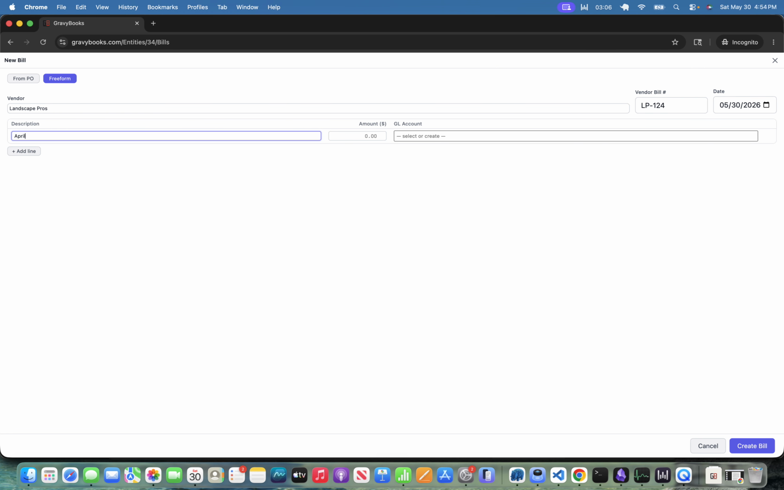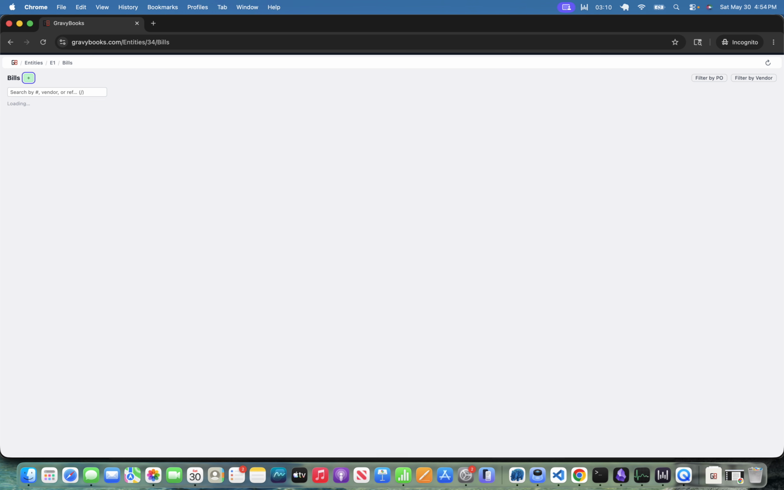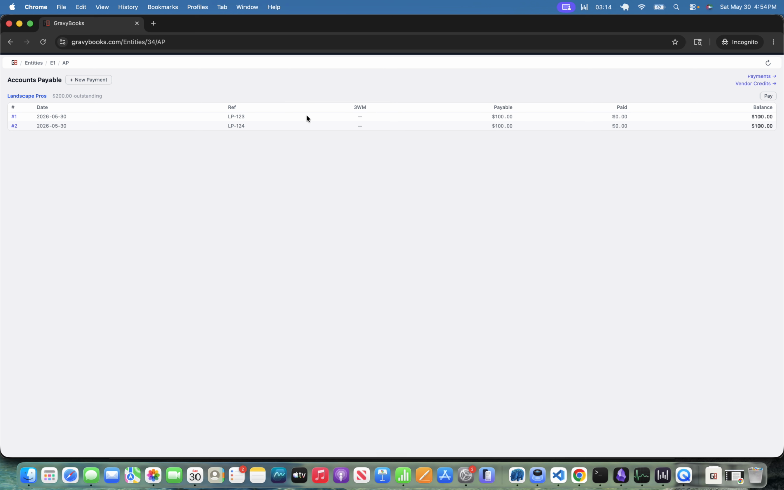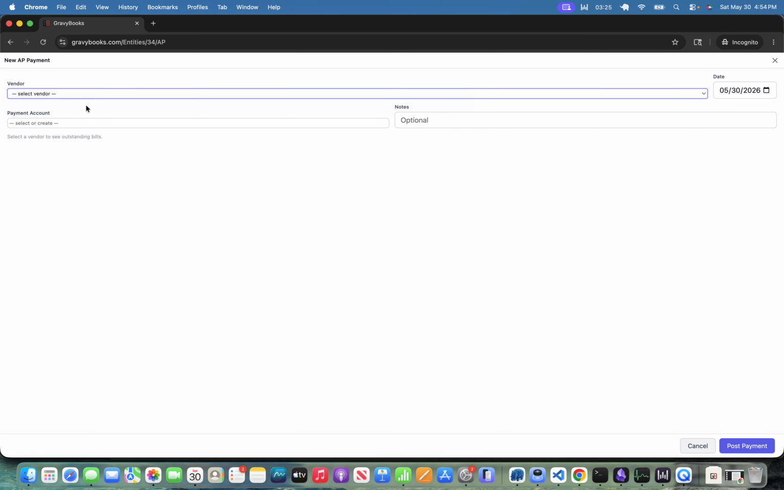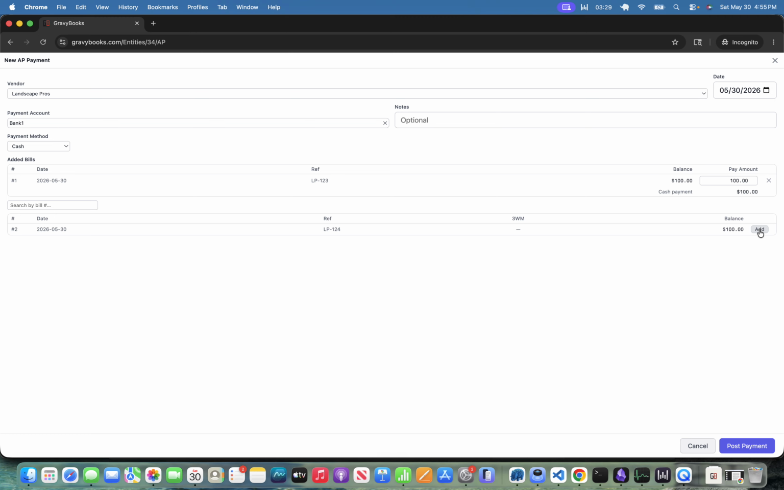So let's say their April cleaning is also 100, and we create that bill. So now when we look in AP, we will have two outstanding bills for our Landscape Pros vendor. And when we pay the bill out of our bank account, we can pay one transaction to pay multiple bills.